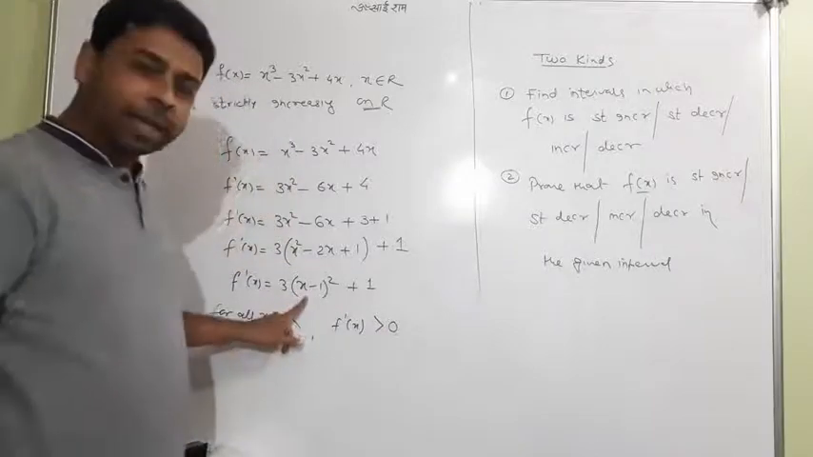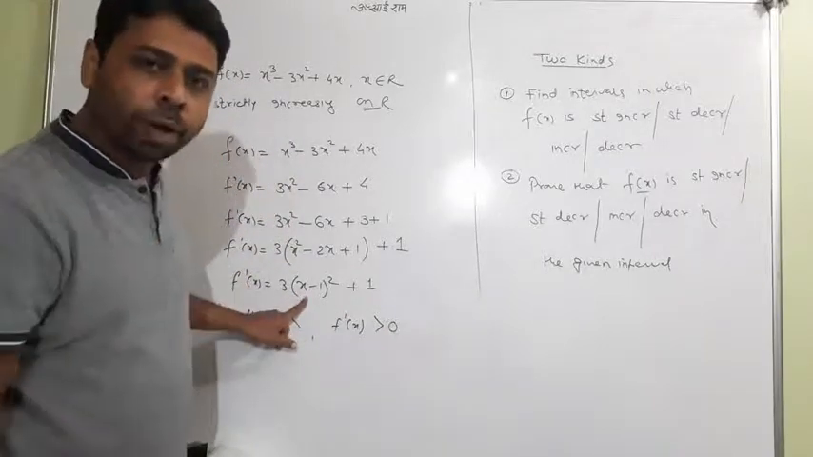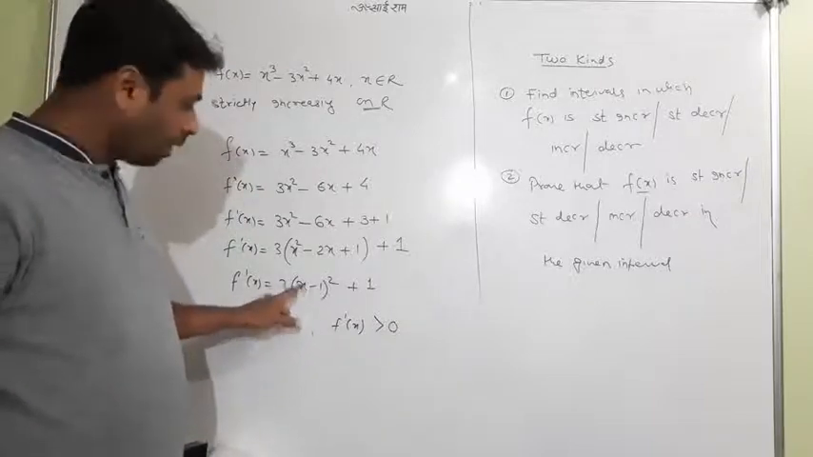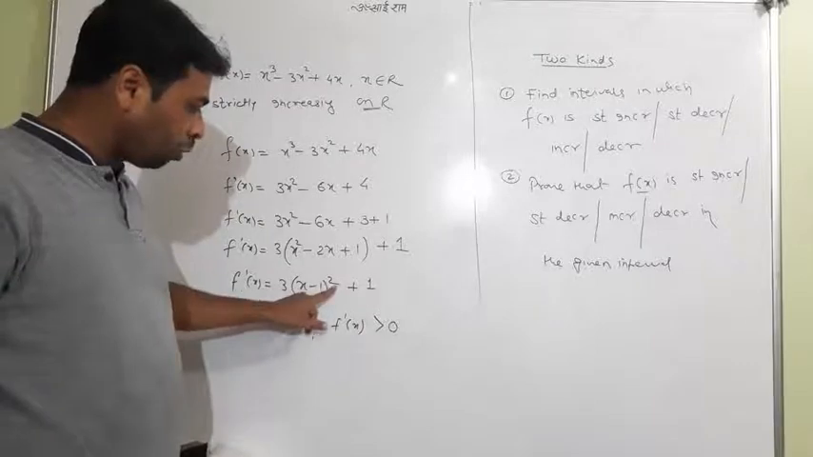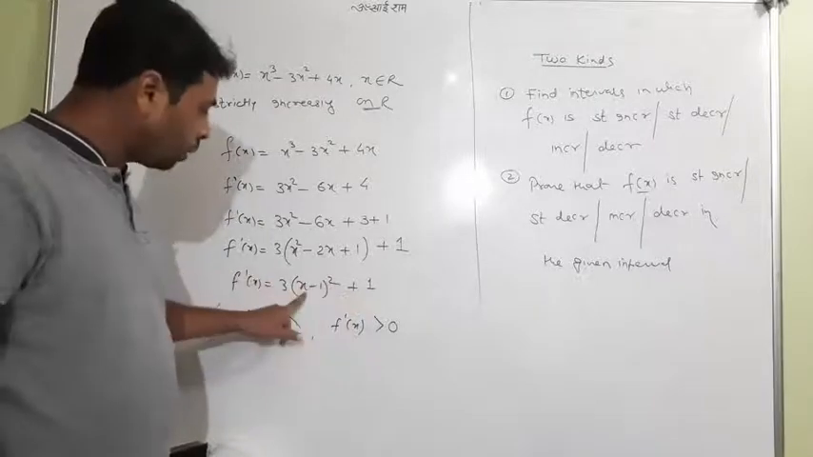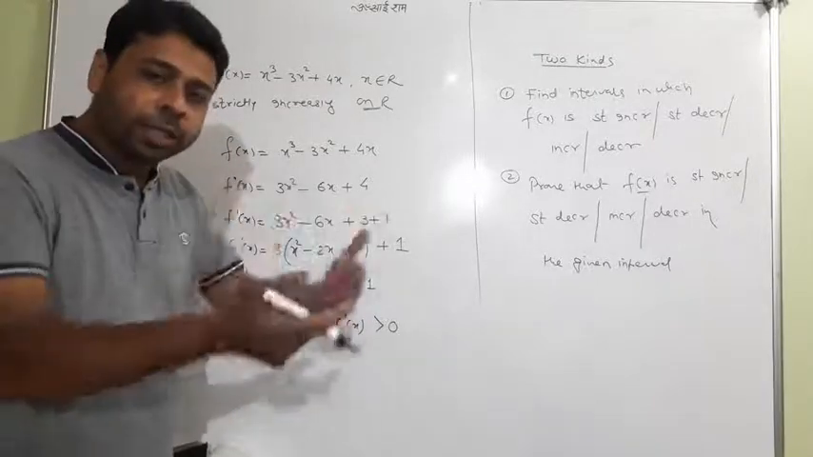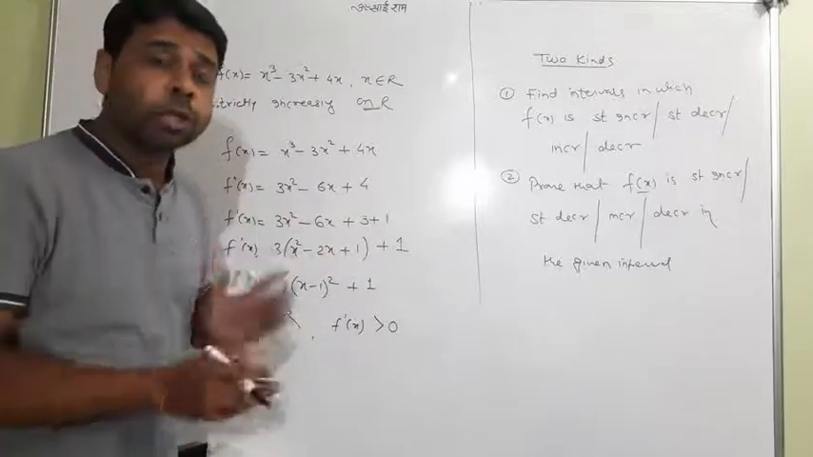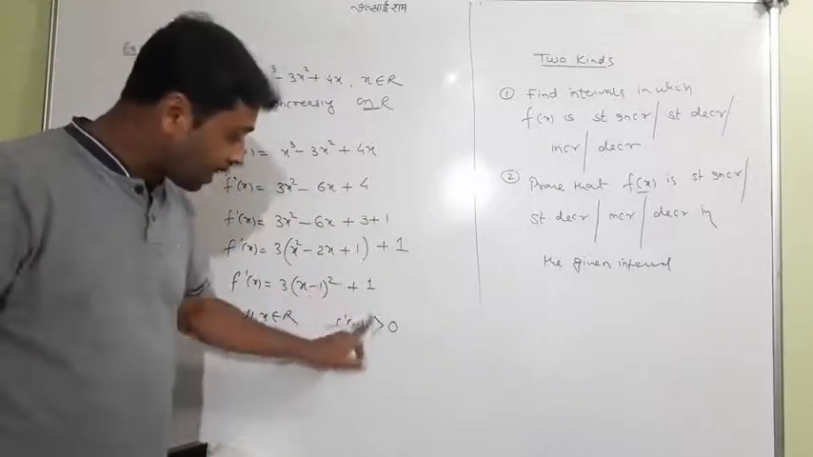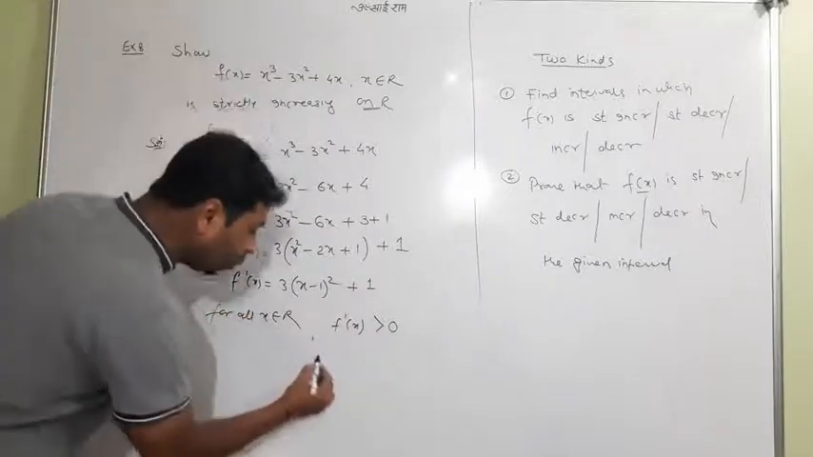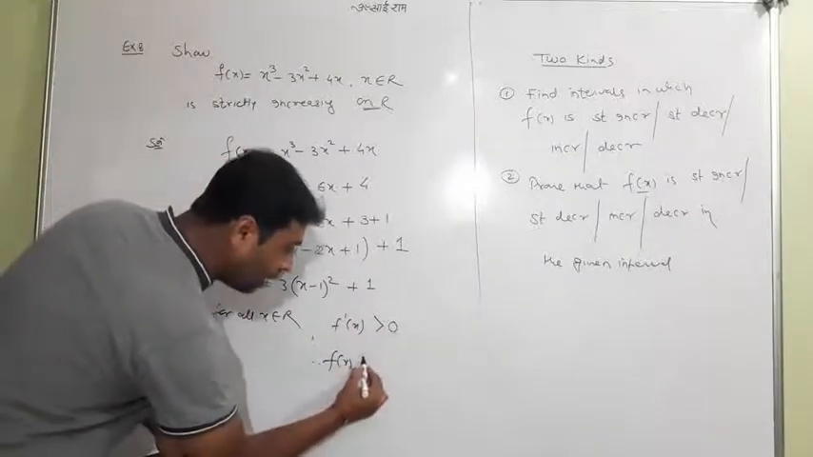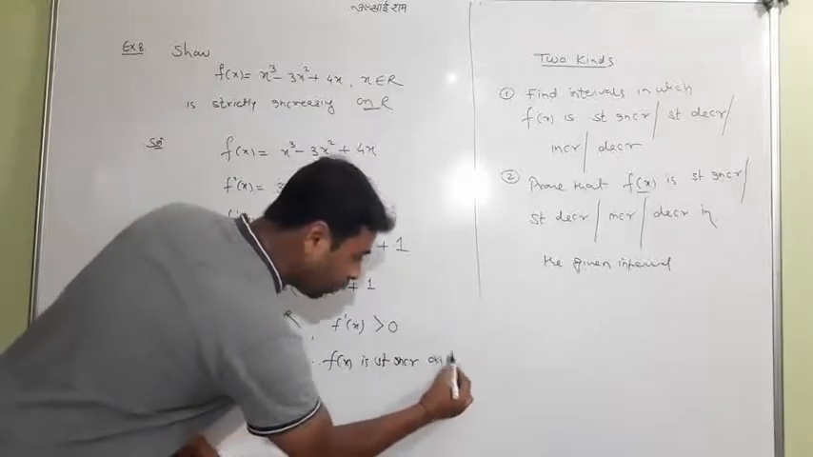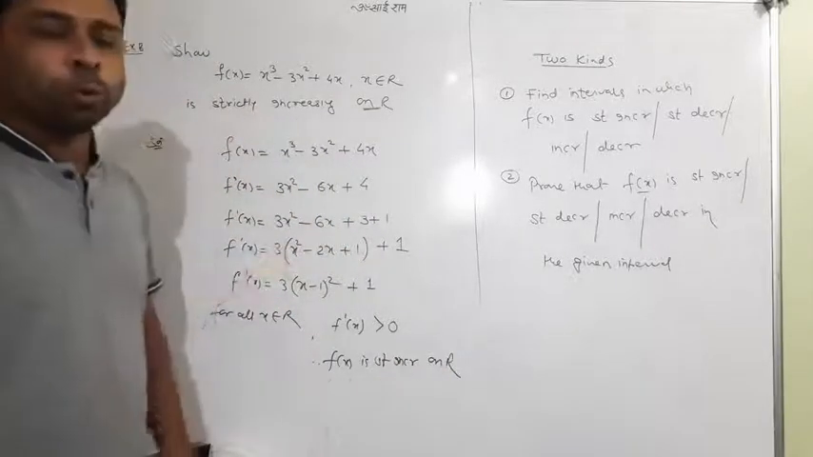If you put x equal to anything, whatever comes to your mind, say x equal to 1, then 1 minus 1 is 0, but 1 is still waiting. If you put 2, the answer will definitely be more than 0. It is never equal to 0, but it is never negative either. It is always positive. So f dash x is always positive, and that is the meaning that the function is strictly increasing on the set of real numbers. That is the way of doing it.